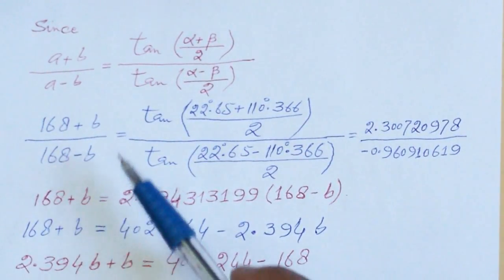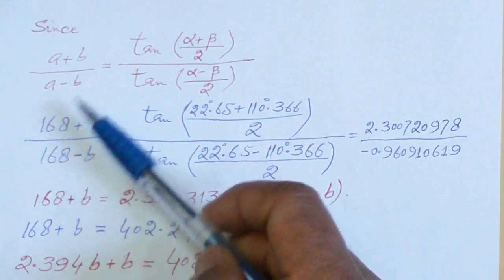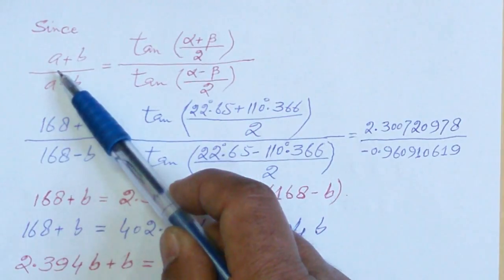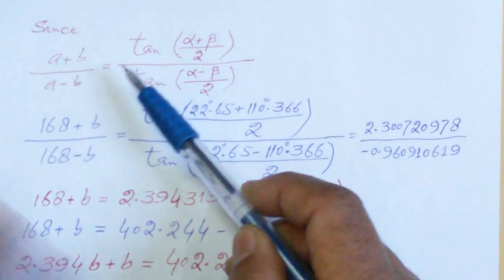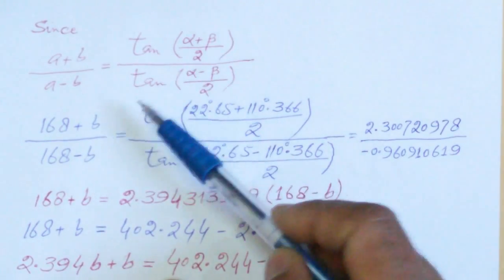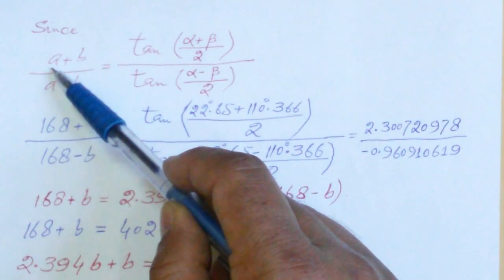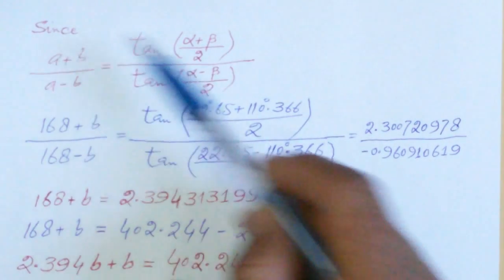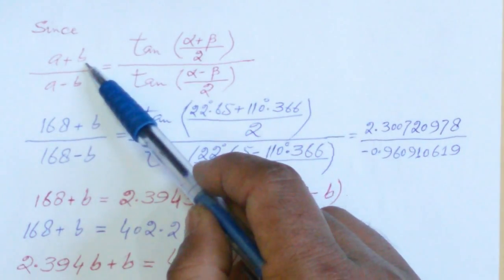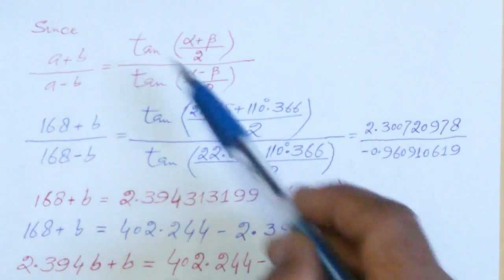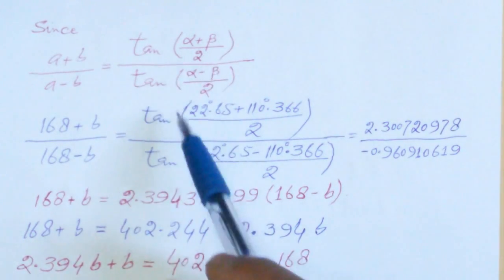Now, to calculate the second side of the triangle, which is (a plus b) divided by (a minus b), b is unknown, a is known, which is equal to tangent of (alpha plus beta) divided by 2 over tangent of (alpha minus beta) divided by 2. Alpha is the angle opposite to the side a, and beta is the angle opposite to the side of the triangle whose length is equal to b units. Substitute the values of alpha and beta.